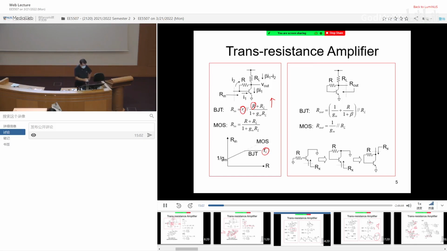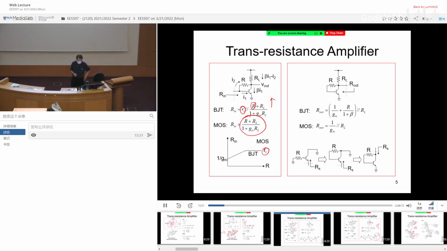Now how about MOSFET? MOSFET, no issue. If you use the smallest R, you end up having 1 over Gm, same thing. But if you keep increasing R, the input resistance just keeps increasing. Of course, you cannot increase forever. Eventually, it is going to be limited by the leakage. But that is going to be very big, and we don't design trans-resistance amplifiers for such high resistance. It defeats the purpose.